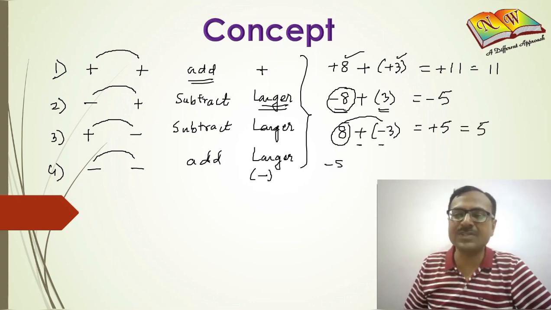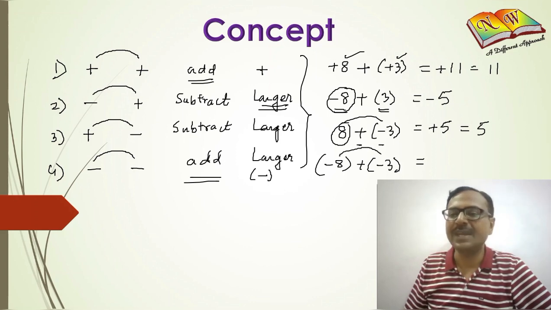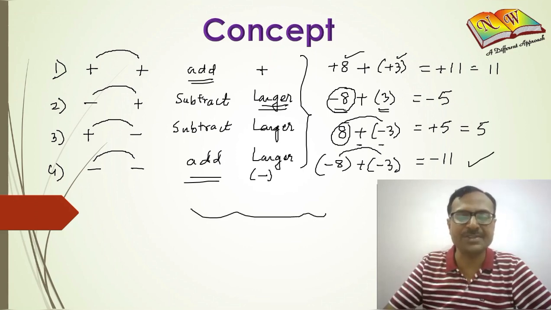What happens when the first one is minus 8 and the second one is minus 3? I told you when both are negative, we add the integers. That means 8 plus 3 is 11 and then we put the negative sign. So the answer will be negative 11. This is the concept of addition of integers.